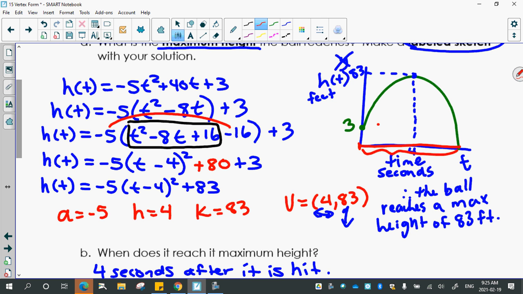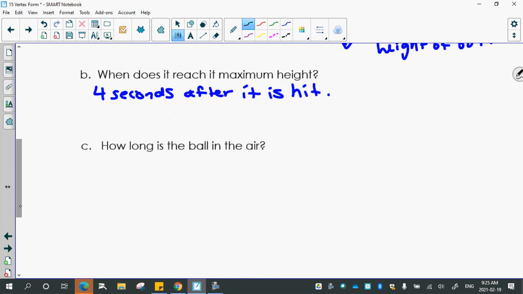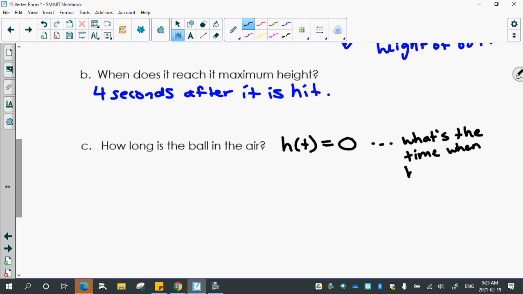But there should be a way that I can calculate that. And there is. So what you need to know is that the clue in the question is that when the ball hits the water, its height above the water is 0. Does everyone see that? When it hits the water, its height above the water is 0. Okay, so that's the clue that's hidden in the question. So it wants to know what's the time when the height is 0. So what's the time when h(t) is equal to 0, when the height is 0. Okay?